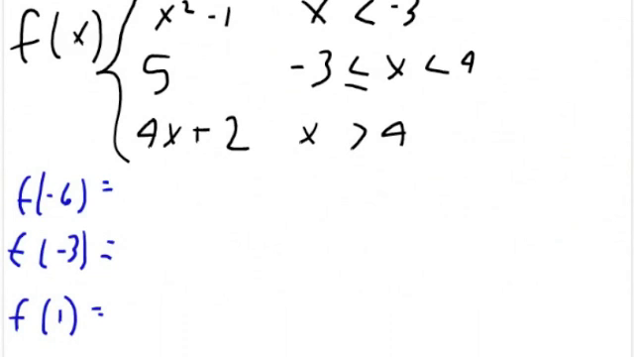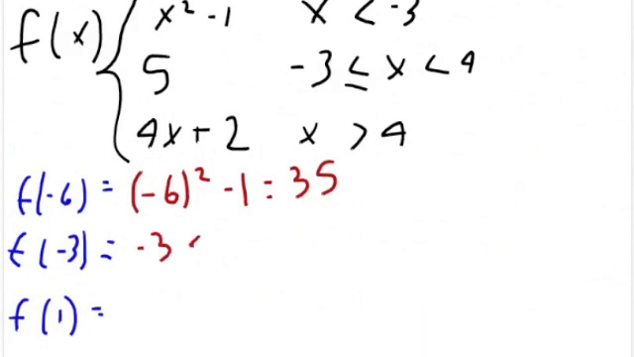When you substitute the value in f of x from the previous problem, you check in which of the inequalities it fits correctly. When you find the correct option, you perform the operation to find the value of f of x. For example, in the first problem, f of negative 6, you substitute the value of negative 6 in the first equation, and the answer gives you 35. Then, you substitute the value of negative 3 in the second equation, and the answer is 5.